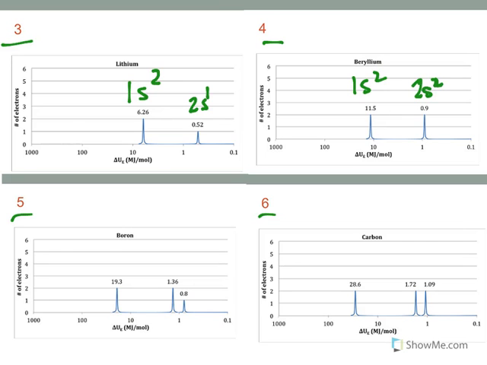And when we get to boron, we have 1s2, so you're always going to start by labeling those peaks, going from the left to the right, so 1s2, 2s2, and then we have another peak here. This is going to be our 2p1, and then carbon we have 1s2, 2s2, 2p2, and we can keep on going from there.